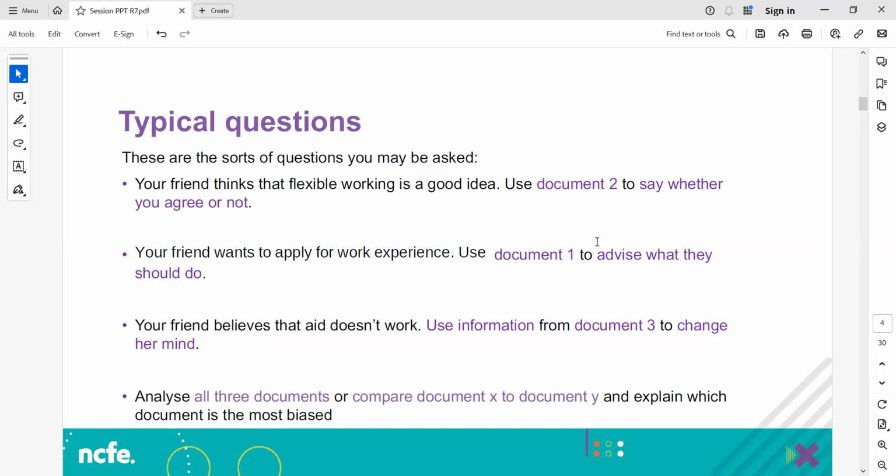Your friend believes that ATHE doesn't work. Use information from document 3 to change her mind. Analyse all 3 documents or compare document X to document Y and explain which document is the most biased. Okay. So any questions so far? Okay.